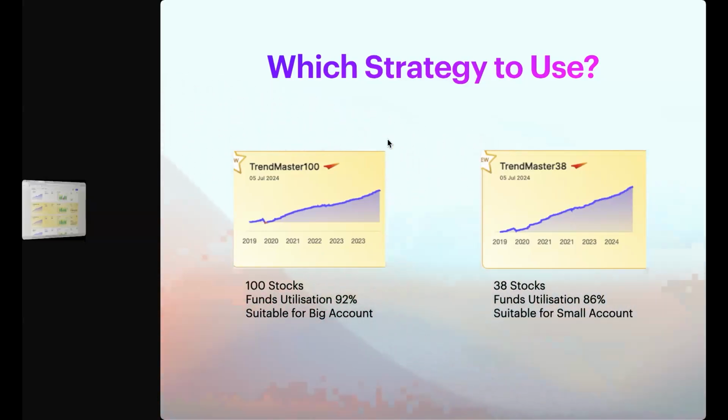So everybody understand? Trendmaster 38 is for small accounts. Trendmaster 100, more trades, for bigger accounts.